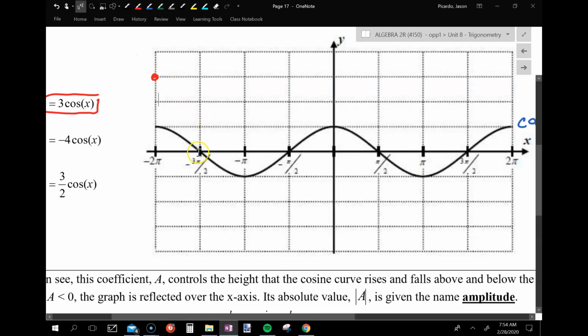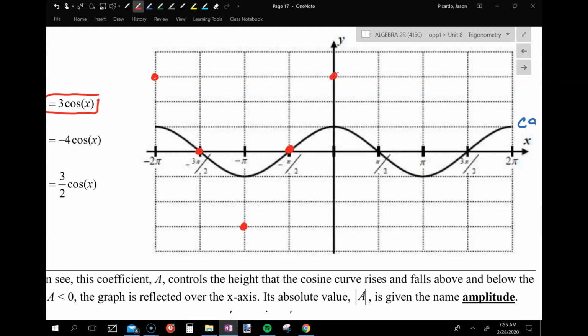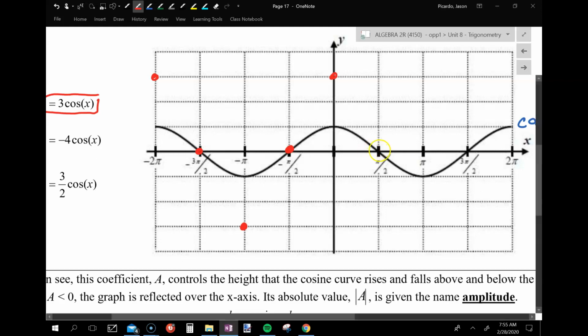What is the y value right here? How high am I? At 0. What's 0 times 3? 0. What's the y value right here? -1. Where's it going to move? To -3. This is 0. 0 times 3 is 0. This is 1. 1 times 3 is 3. Does everybody see that I've created one cycle? That's one pattern of cosine, and then it's just going to duplicate. Connect the dots.